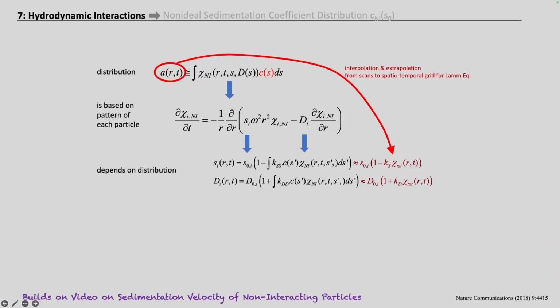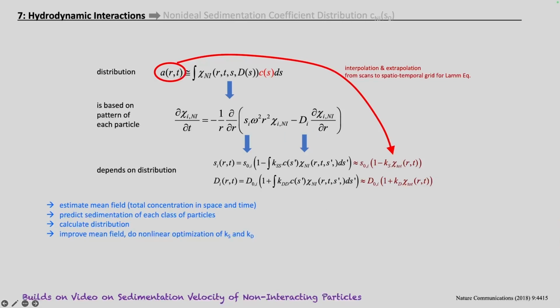Now, under the hood, there will just be some numerical overhead to interpolate from the discrete experimental scan times to the time increments we need for numerically solving the Lamm equation. This is what we call a mean field approximation, where we exploit our estimate of the total concentration in space and time and an average non-ideality coefficient to predict the sedimentation pattern for each class of particles. This restores this into a linear problem, for which we can calculate the distribution.